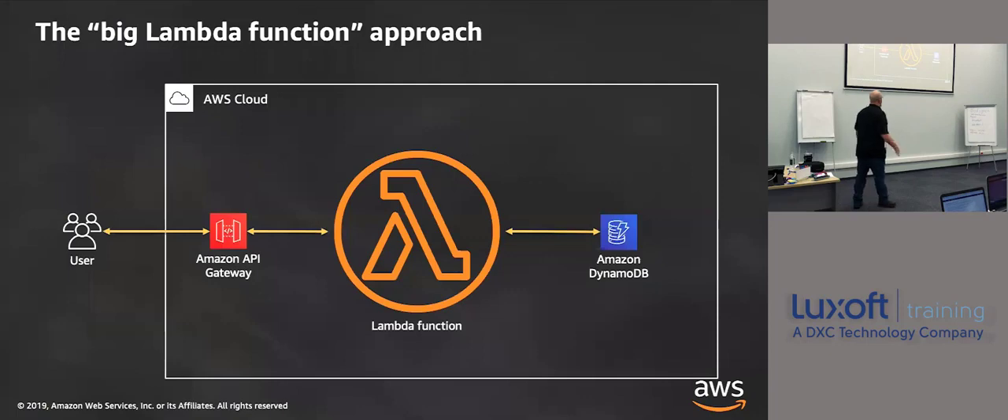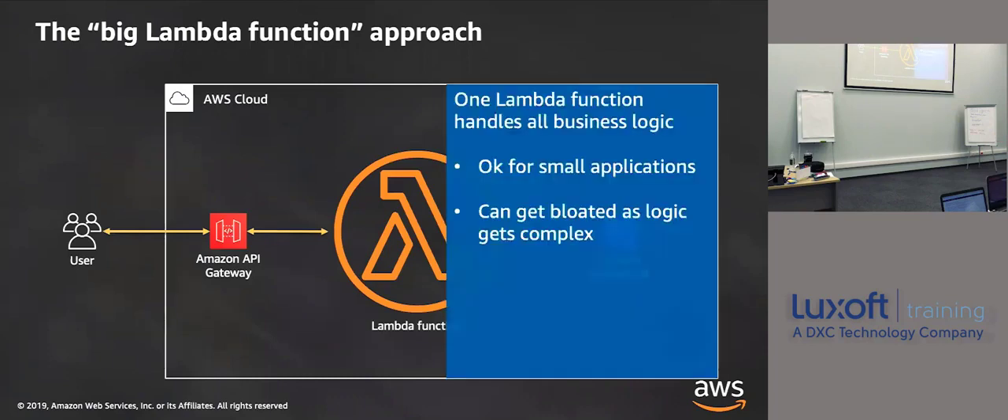One of the common patterns we see, I just dropped those others so they're not in the way, is the big Lambda approach. The big Lambda approach says one Lambda is going to handle my whole application. Now this works, and it's okay for small applications, but it can get pretty bloated as our business logic gets complex. When I'm building that payment processing, this gets pretty hairy because I've got 5, 10, 20, 100 billion lines of code, and sometimes it can be hard to maintain.